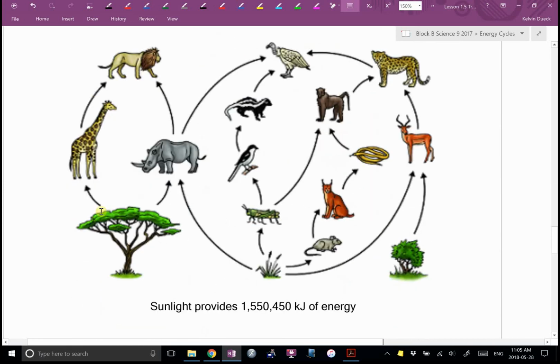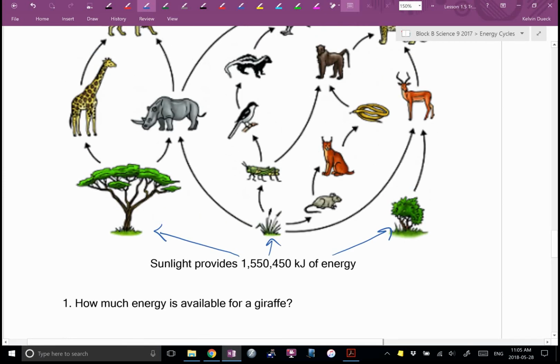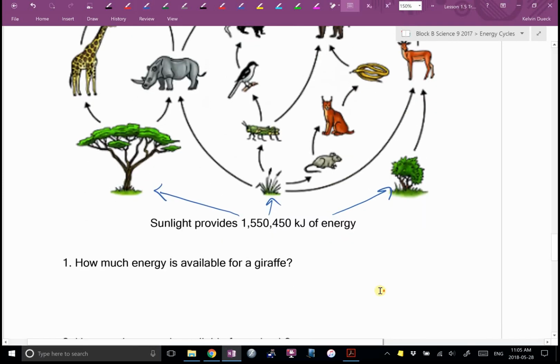All right, this is a little more realistic, but even still, this is really simplified. So suppose sunlight provides that much energy. It's providing that energy there, and there. So it's being split, and I can't even assume that it's being split evenly in 3 separate ways. It's possible that some of those primary producers are supplying more of the energy on the next level than others, but it's being split. How much energy is available for a giraffe? That's a tough question. We have to make some assumptions. So let's make some assumptions.